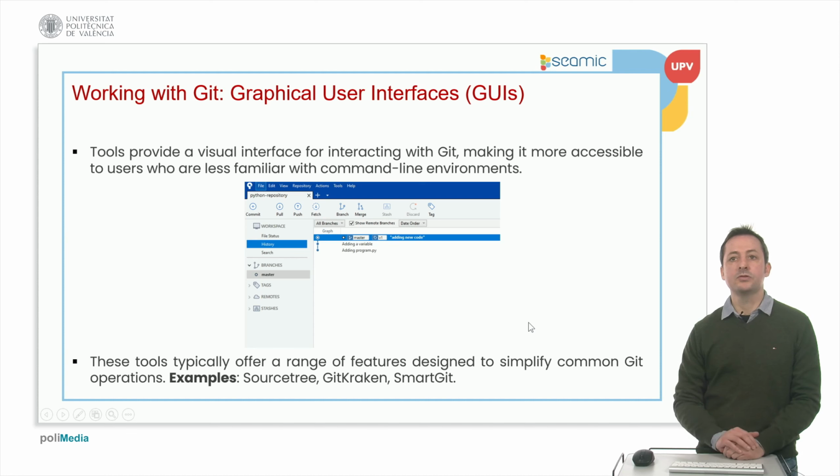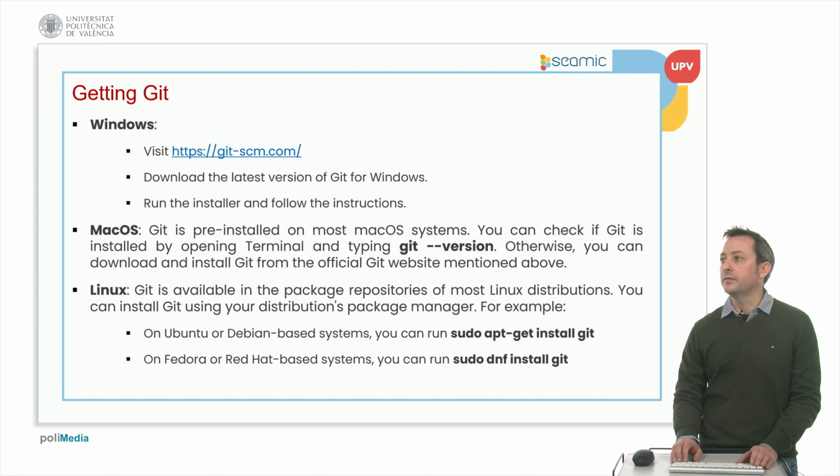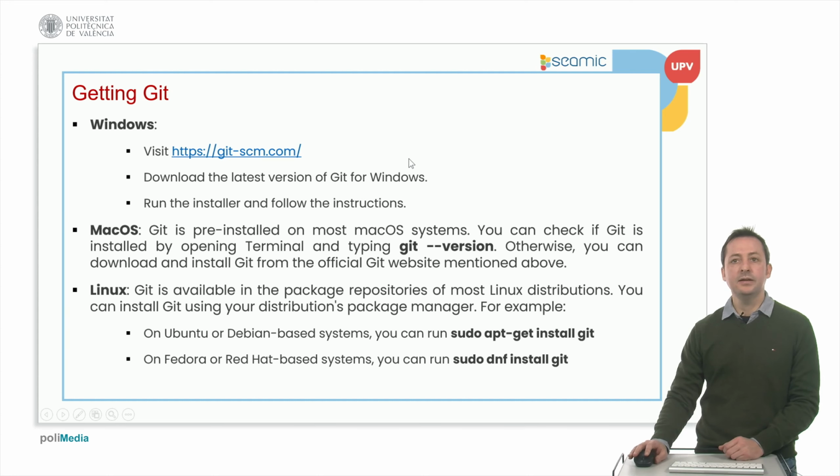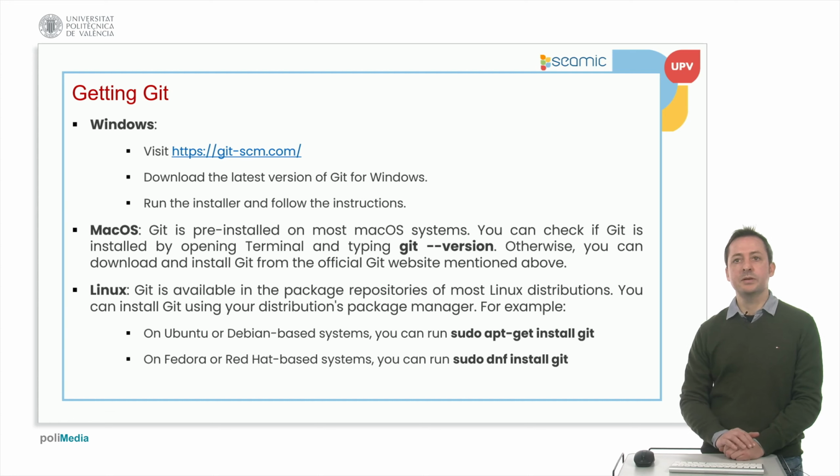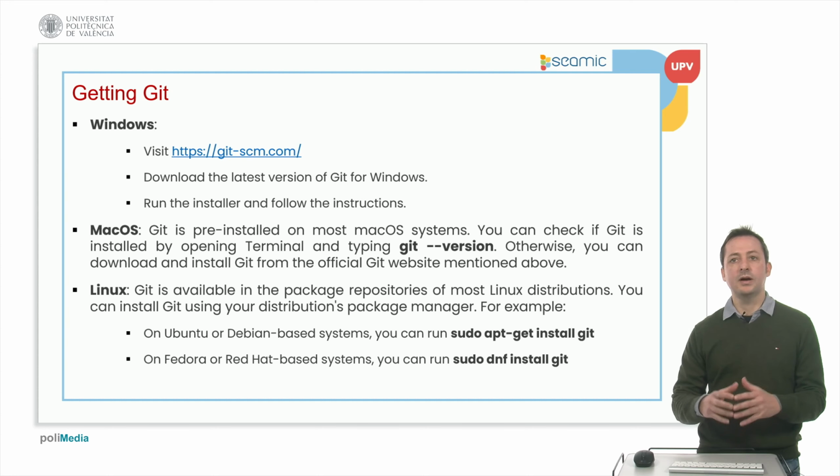Some of them can be used on different platforms, Windows, Mac, or Linux, and others are not available for some of these platforms. First of all, if you want to install Git, you need to access the official website and follow the instructions depending on your platform. In any case, the instructions are quite easy to follow, and this will provide you a Git environment to work.